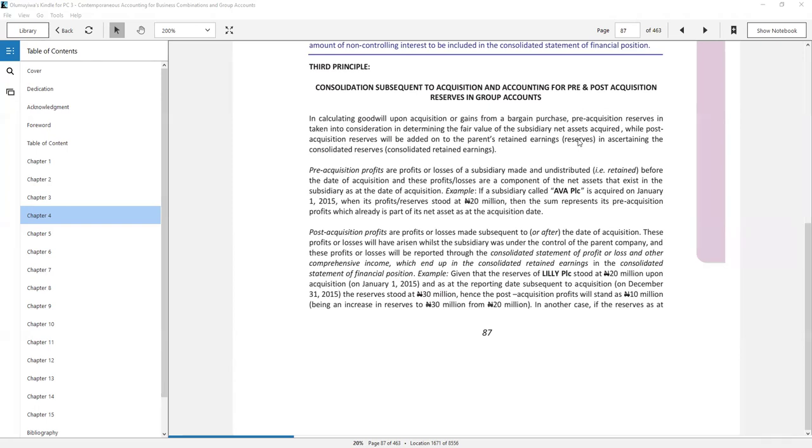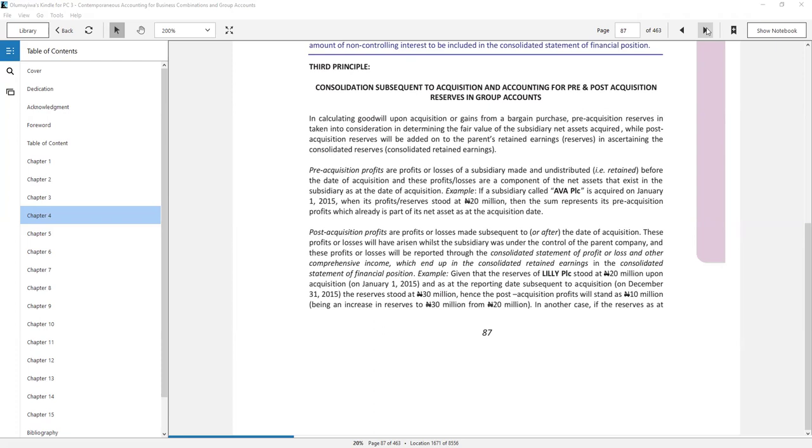For example, given the reserves of Lily PLC stood at 20 million naira upon acquisition on January 1st, 2015, and as at reporting date subsequent to acquisition on December 31st, 2015, the reserve stood at 30 million naira, hence the post-acquisition profit will stand as 10 million naira, being an increase in reserves to 30 million from 20 million naira.